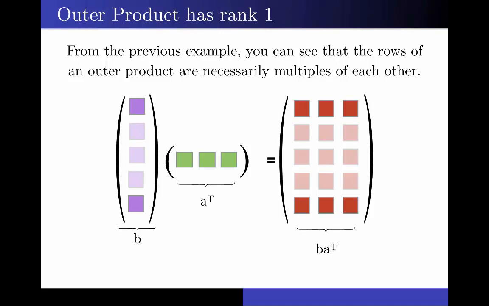So you can see that the rows of an outer product are necessarily multiples of each other. For instance, this first row will be the first purple element times the entire green row. The last row will be the last purple element times the entire green row. And so therefore, these two red rows will be constant multiples of each other.